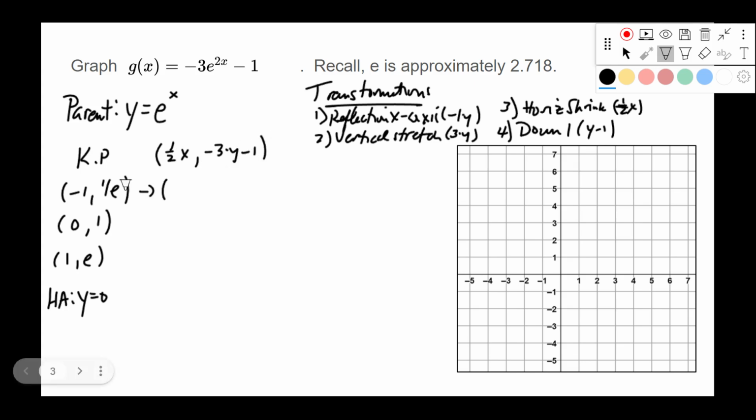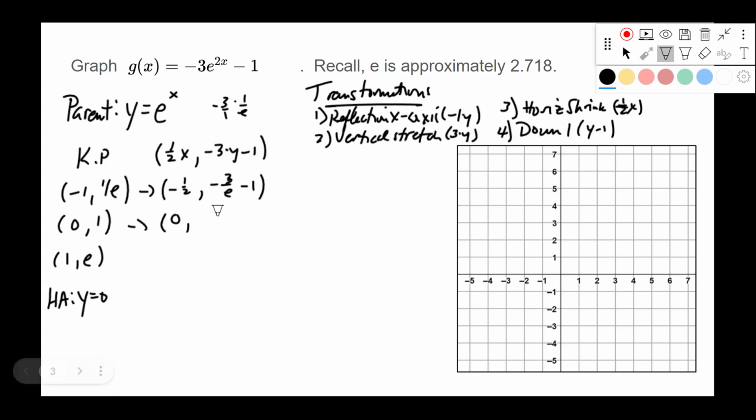All right, so my key points are going to end up at negative 1/2, comma, negative 3 over e minus 1. Well, that's a lot to say. So we're taking negative 3, multiplying it by 1 over e. Let's take a look. Negative 3 times 1 over e. Put a 1 underneath, multiply straight across, and then subtract 1. We're not going to find a common denominator for this because we're going to need it as a decimal in just a minute anyway. 1/2 times 0 is 0.